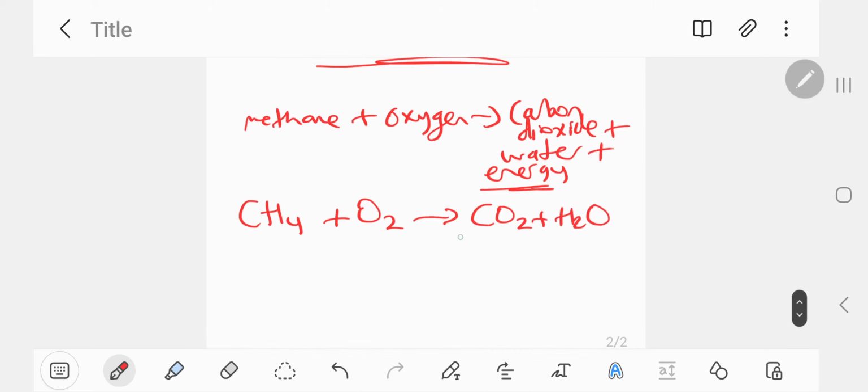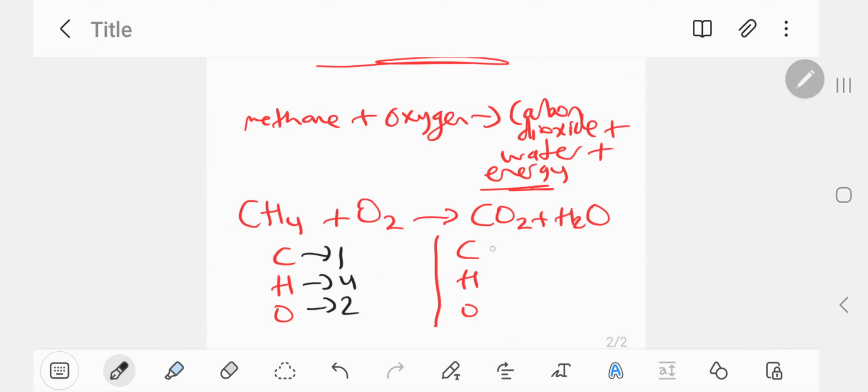Suppose they give you this and ask you to balance it. So you make a list from left to right: C, carbon, H, hydrogen, O, oxygen. Same thing on the right. Then you count. There's 1 carbon, 4 hydrogen, 2 oxygen. On the right, there's 1 carbon, 2 hydrogen, and 3 oxygen.